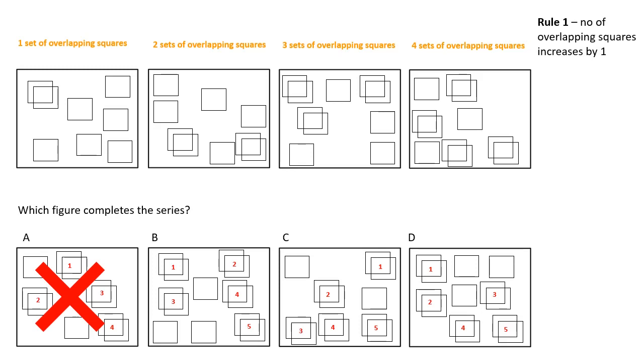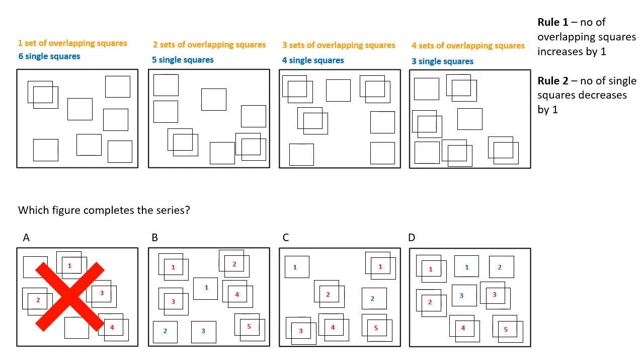And the second rule is that the number of single squares decreases by 1. So we can work out that in the next figure, there should only be 2 single squares, meaning that the correct answer is C.